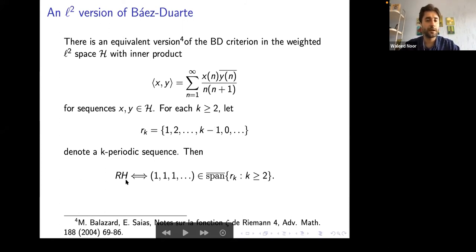Then the Riemann hypothesis becomes equivalent to the constant sequence 1 belonging to the closure of the span of these periodic sequences. So this looks like a very simple criterion: whether a constant sequence can be generated by linear combinations of periodic sequences. But of course, the underlying Hilbert space isn't so simple. It's a weighted L2 space.